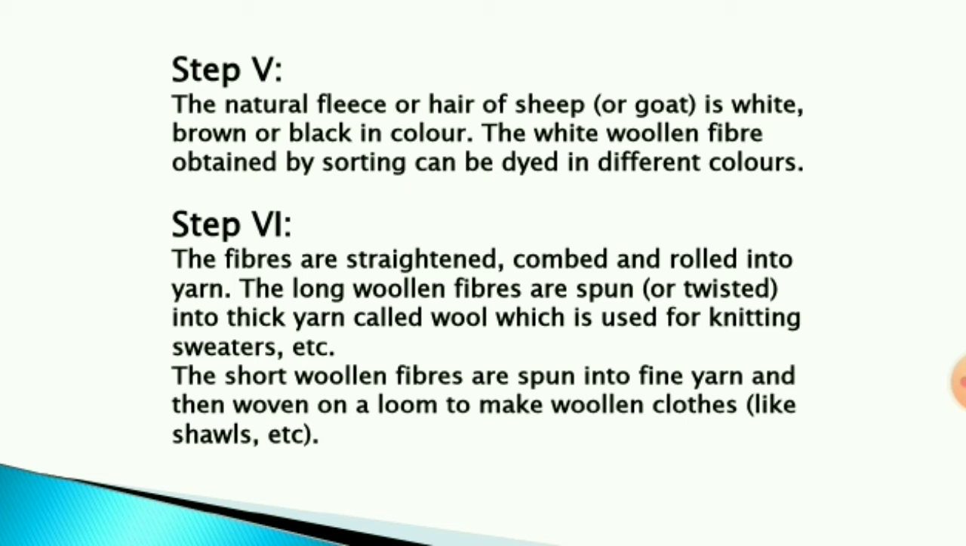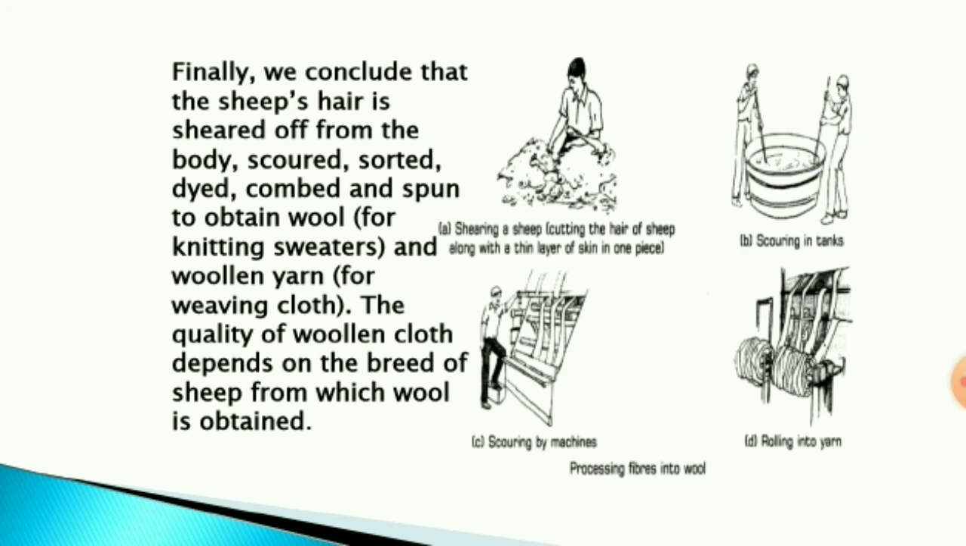Step 6. The fibers are straightened, combed and rolled into yarn. The long woolen fibers are spun or twisted into thick yarn called wool, which is used for knitting sweaters, etc. The short woolen fibers are spun into fine yarn and then woven and loomed to make woolen clothes like shawls, etc. Finally, we conclude that the sheep's hair is sheared off from the body, scoured, sorted, dyed, combed and spun to obtain wool for knitting sweaters and woolen yarn for weaving cloth. The quality of woolen cloth depends on the breed of sheep from which wool is obtained.